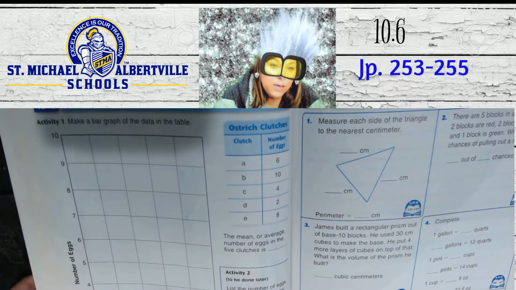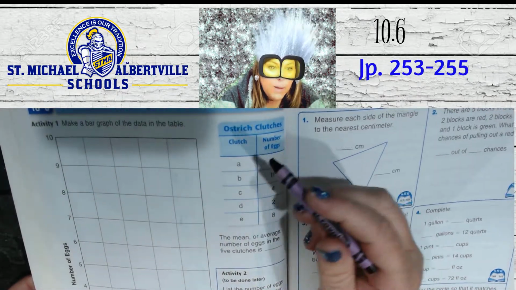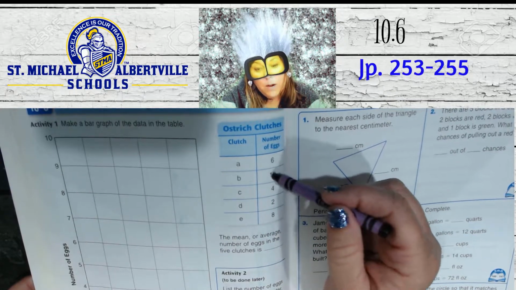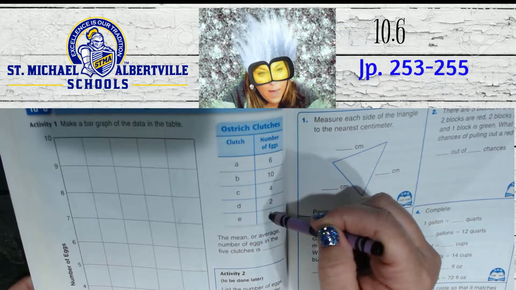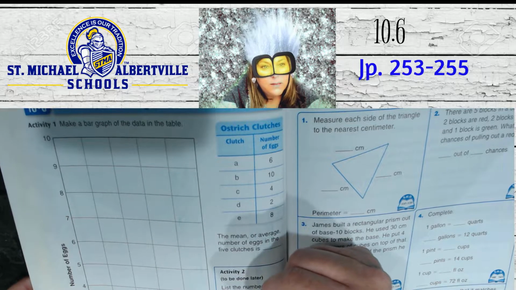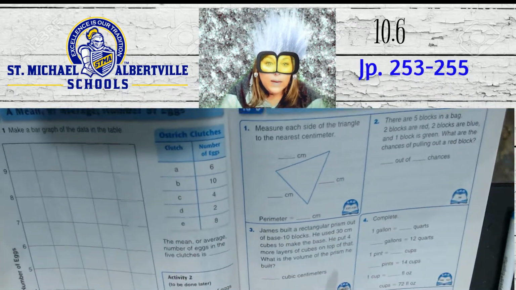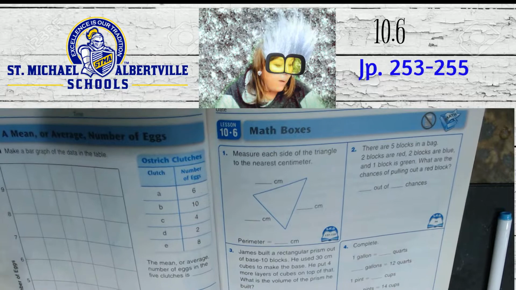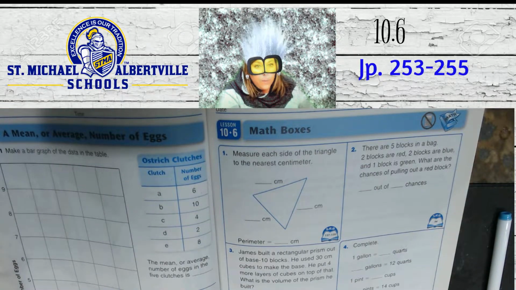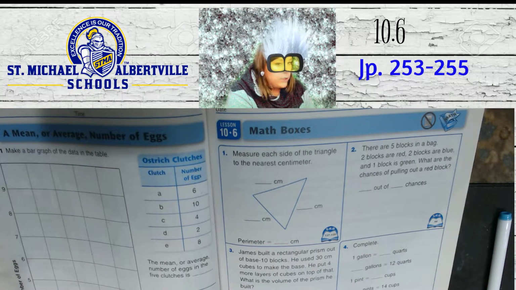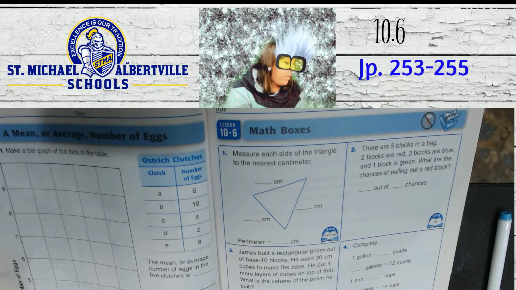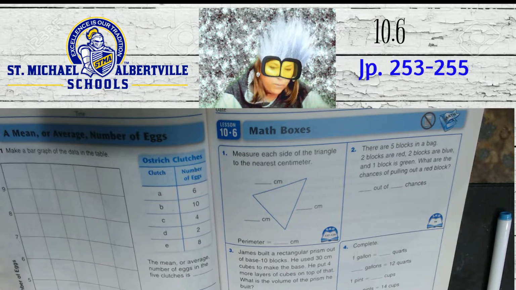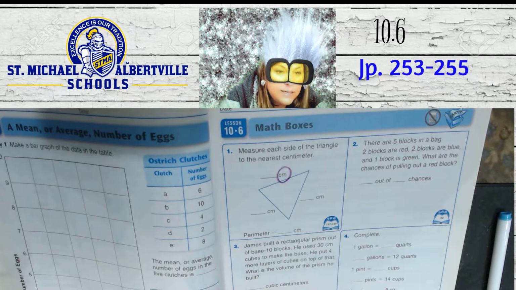Mean means average: add them up, and then divide by the number of things that you added. Then down here you're going to find the median. All right, now we're on boxes. You are going to need a ruler to do your boxes today, and make sure you're measuring using centimeters.